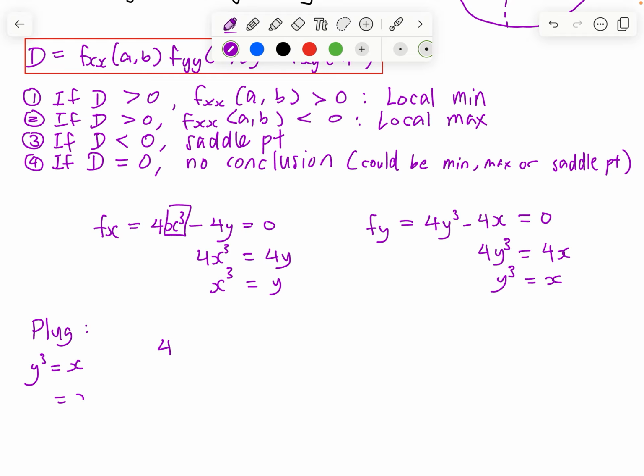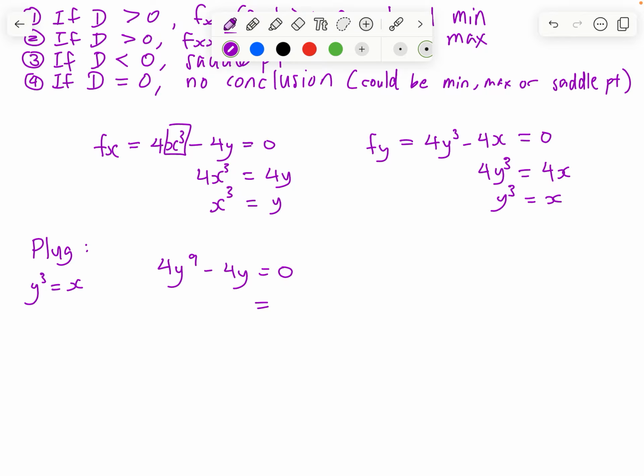So if I take y cubed, then this side would be y cubed to the power of 3. So it'll be 3 times 3, which is 9. So it'll be y to the power of 9 minus 4y equals to 0. And we can try solving for y. And we can first factor out y. So we get y times (y to the power of 8 minus 1) equals to 0.